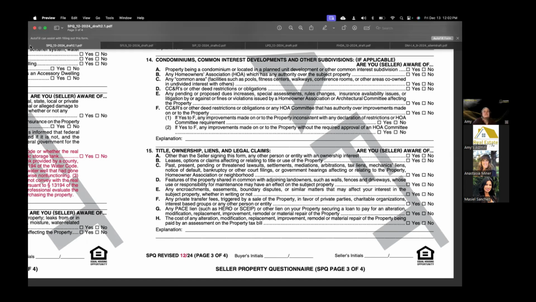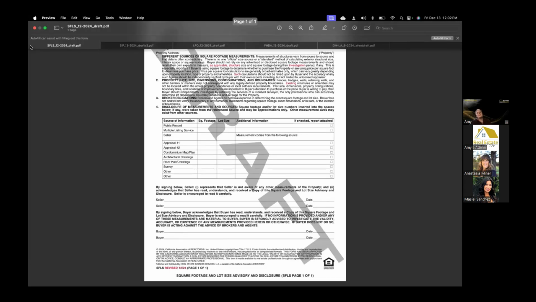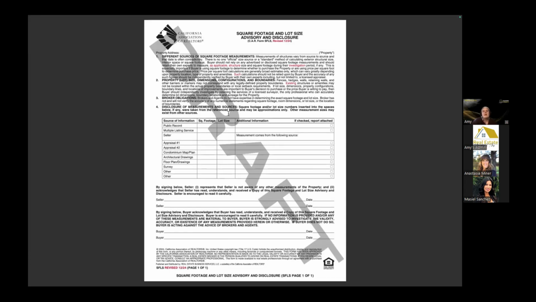The next one is the square footage and lot size addendum, or advisory, sorry, and disclosure. So it just says here, they added as applicable and then structure size. So, right, so it just says here measurements. Let me blow it up for you guys.